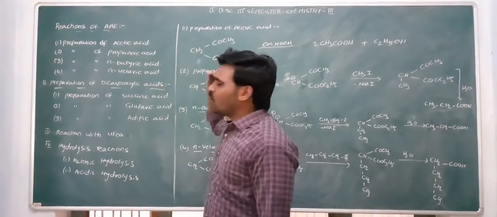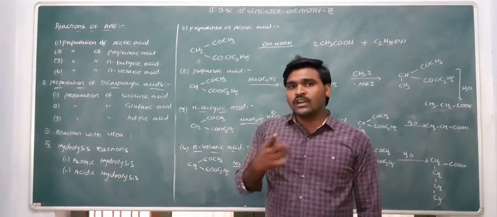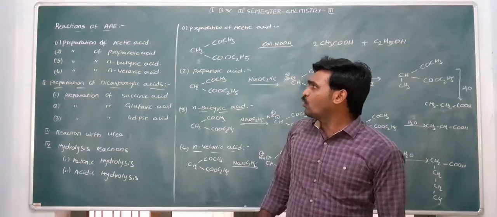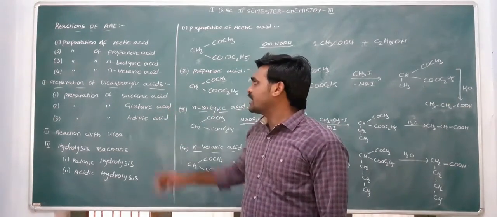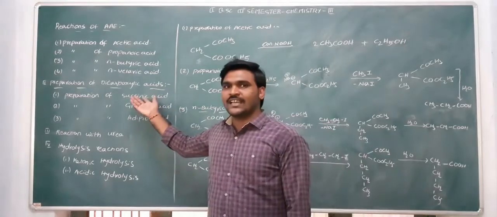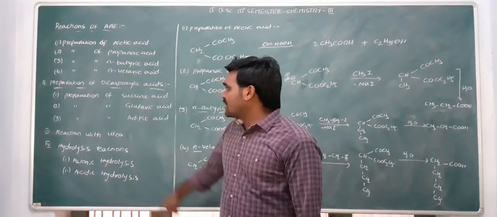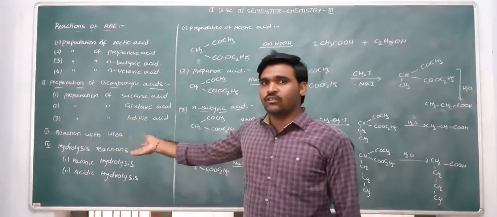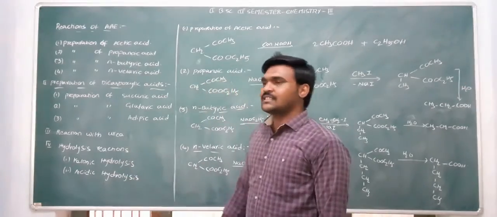First one, monocarboxylic acid. What is meant by monocarboxylic acid? The compounds which contain only one carboxylic acid group, only one COOH group, those compounds are said to be monocarboxylic acids, as well as the dicarboxylic acid containing two COOH groups. So these are the dicarboxylic acids. Urea, reaction with urea, you know the formula of urea, as well as hydrolysis reactions.